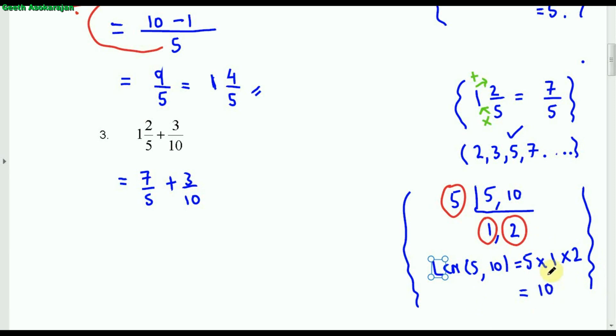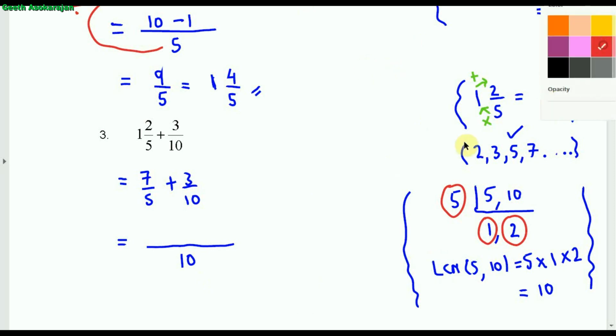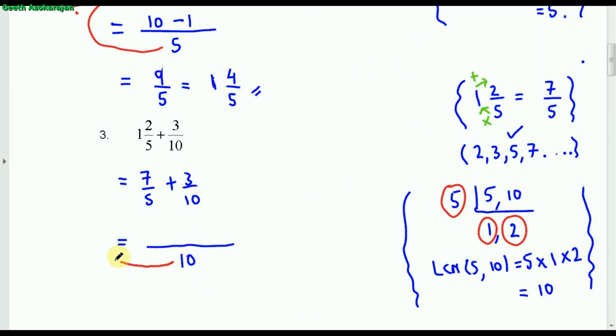So remember the next step. That 10 will be the denominator of the resulting fraction. So I'll write down that 10 there. And remember the step that follows. The step that follows is we need to divide that 10 by the denominator and multiply the answer by the numerator, doing these operations for both fractions.